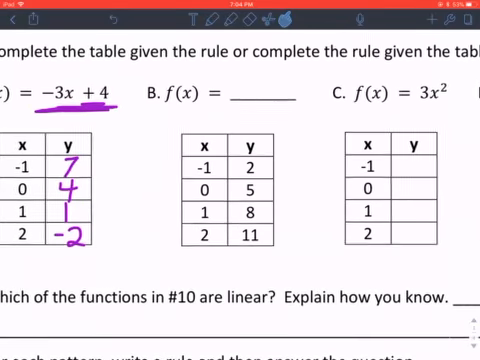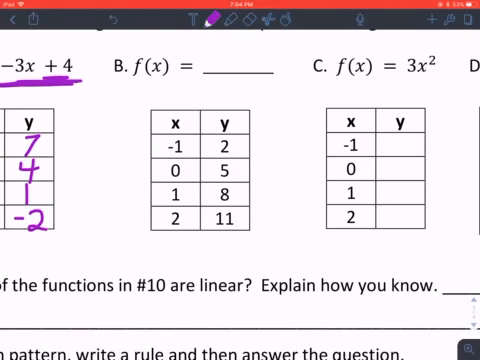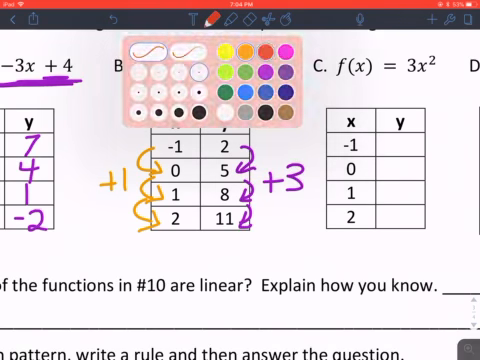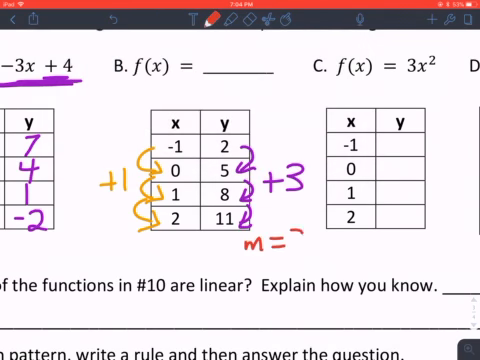Okay, so let's look at 10b. In 10b, we need to write the function rule, and it gives us a completed table. So let's find the pattern for the change in y. The y's are changing by 3 each time, +3. Your x's are changing by +1. So my change in y divided by my change in x would be 3, therefore my slope is 3.